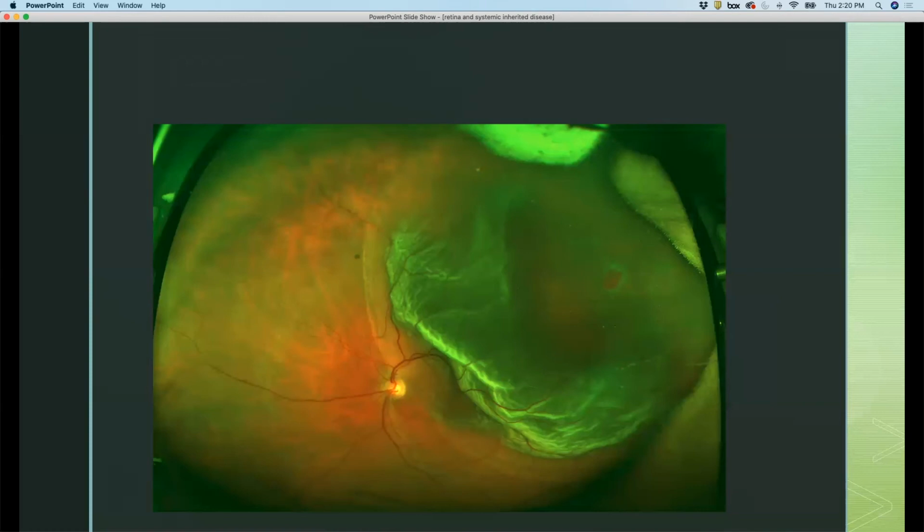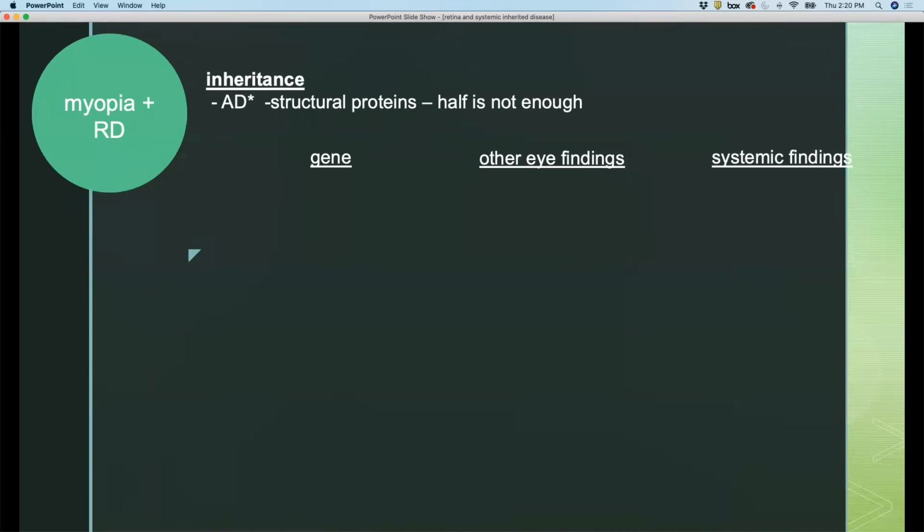But anyway, okay. So myopia and RD. In contrast to many of the other disorders, these are generally dominant because they're caused by mutations in structural proteins. Unlike enzymes, if you have a protein that's supposed to make up the structure of the eye and there's half as much as you need, it's not enough, and it's going to cause a problem.